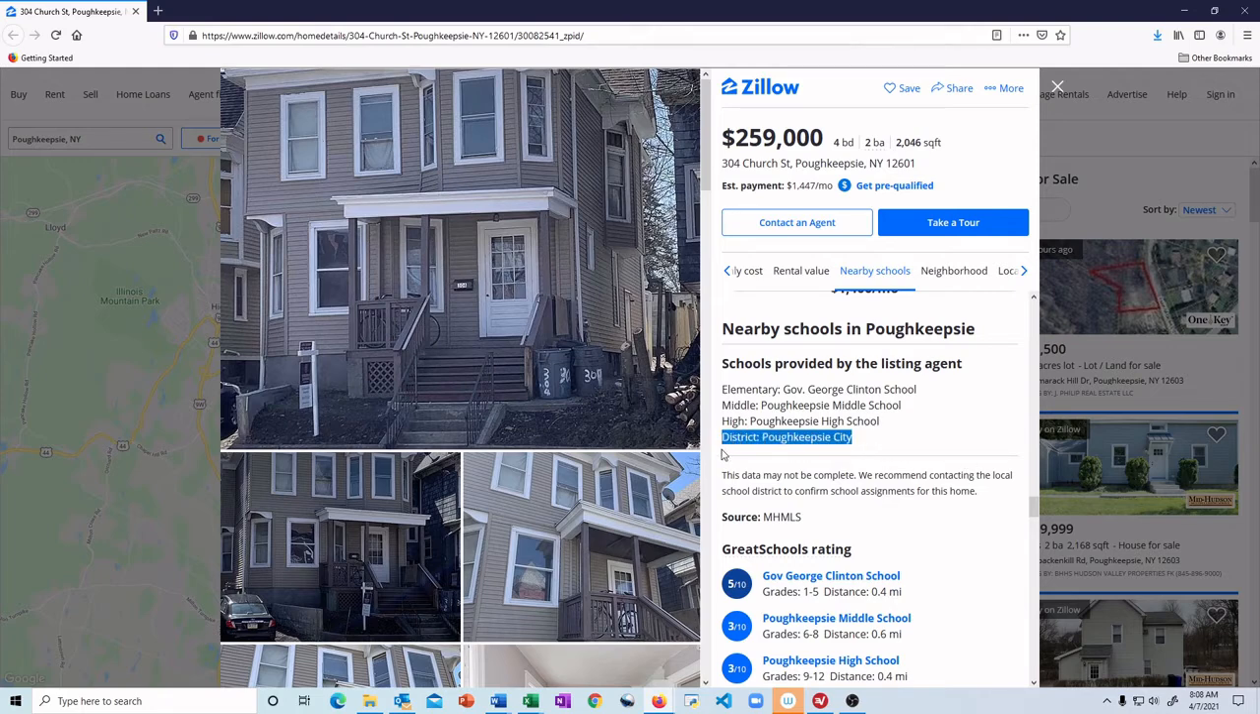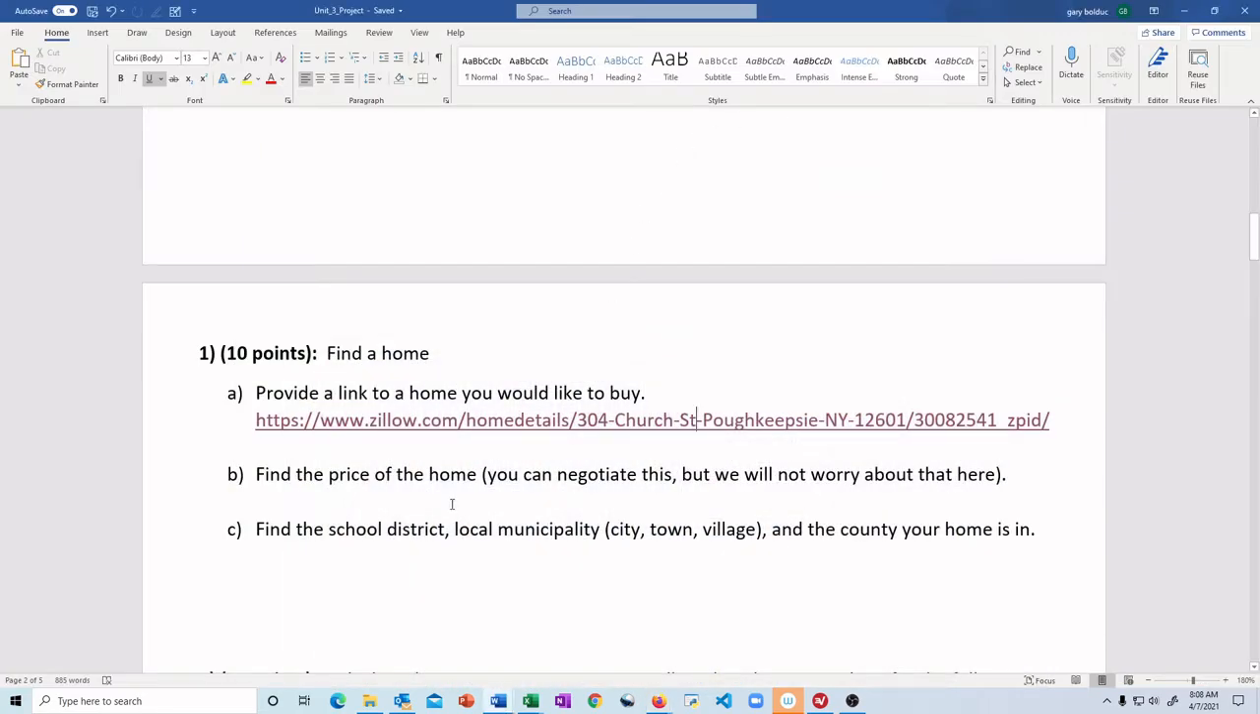So I'm going to take that number and the $259,000, and we're going to go back here. The home price for my example would be $259,000, and then the school district would be Poughkeepsie City. This is in Poughkeepsie, and then the county is Dutchess. So here's the thing.